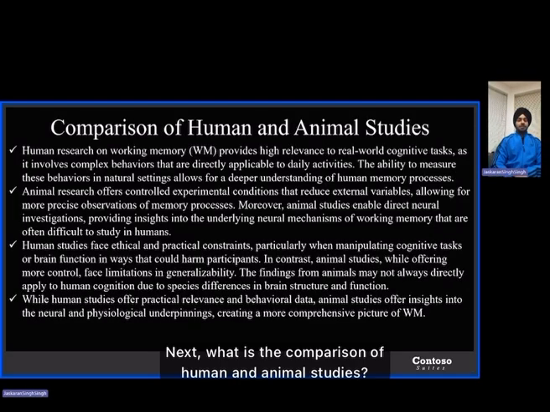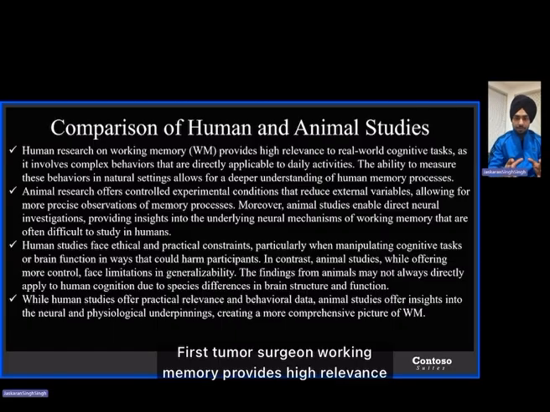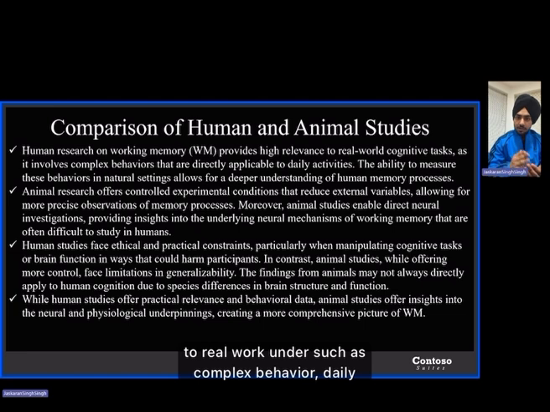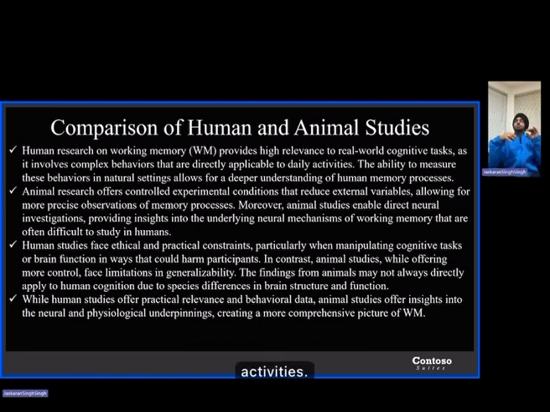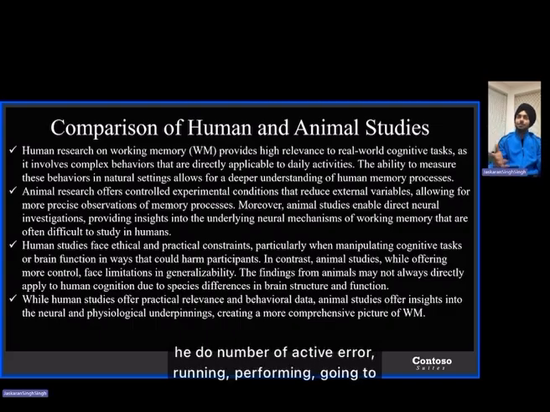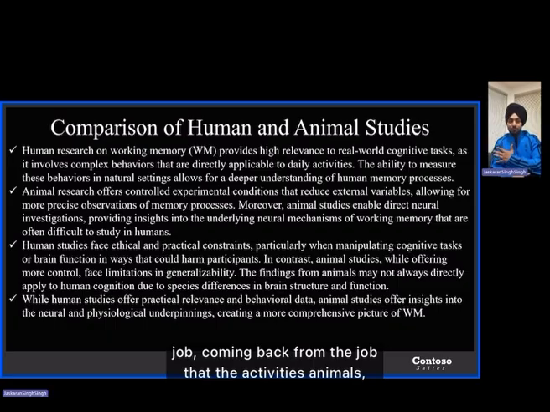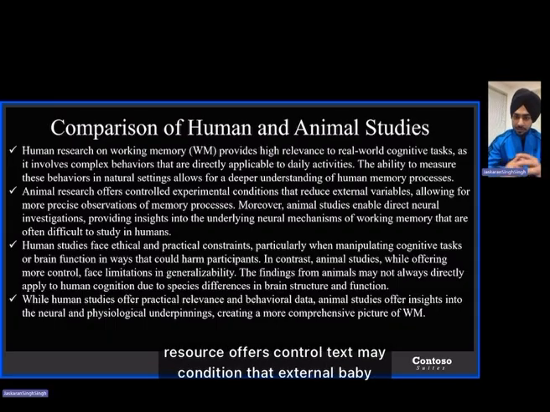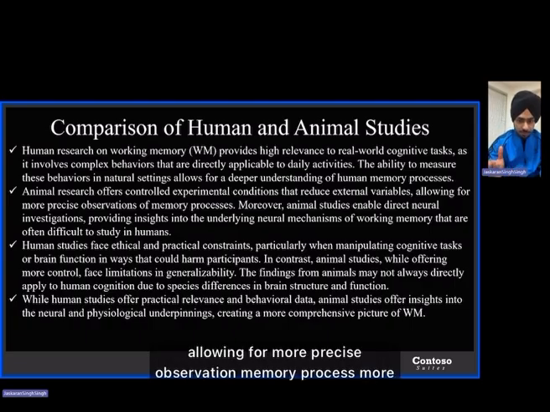Next is the comparison of human and animal studies. First, human research on working memory provides high relevance to the real world, such as complex behavior and daily activities, like eating, sleeping, running, going to a job and coming back from the job. Animal research offers controlled experimental conditions that limit external behavior, allowing for more precise observation of memory processes.